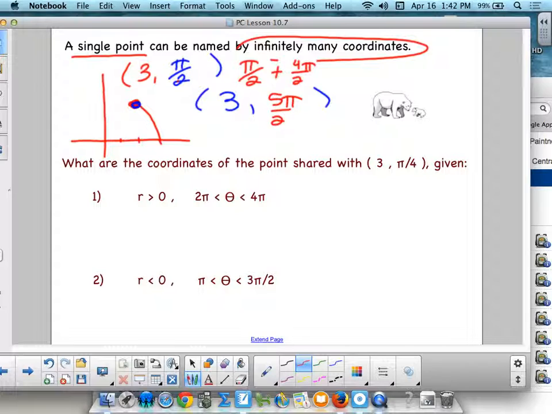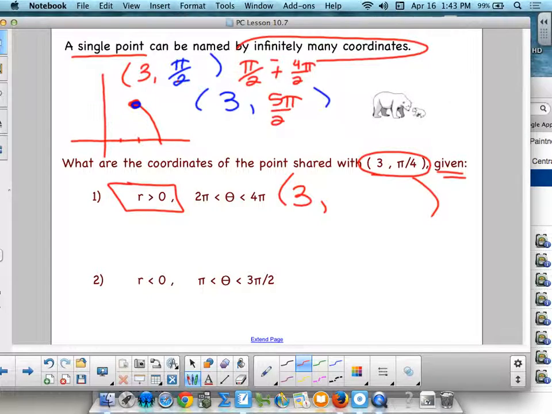Ready? What are the coordinates of the point shared with this, given that you keep r greater than 0? If you keep r greater than 0, that means this 3 has to stay 3. 3 can't change because it's already positive, right? Okay, so what will it be? Well, you already know you're here. 3 comma pi over 4, which is about here. That's 3 comma pi over 4.